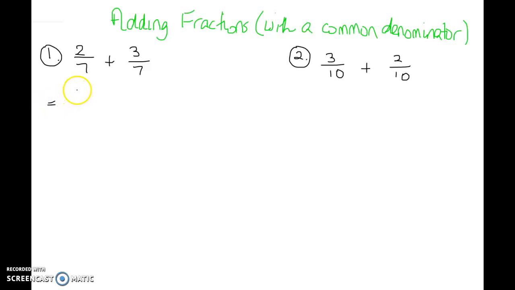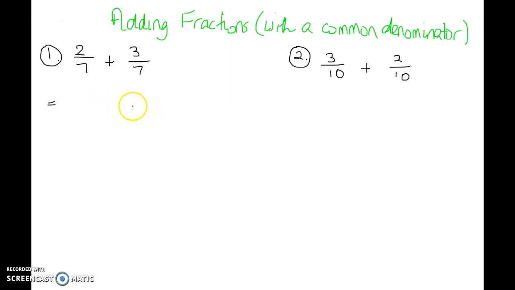Now, the denominator of the first fraction, 2/7, is 7. And the denominator of the second fraction, 3/7, is 7 as well. So there is a common denominator. The two fractions both have 7 as their denominator.